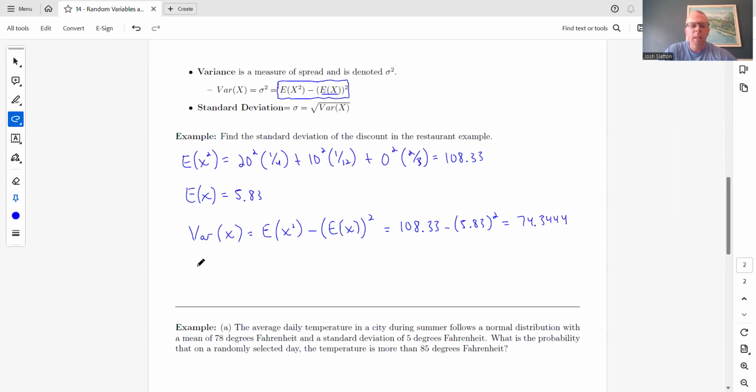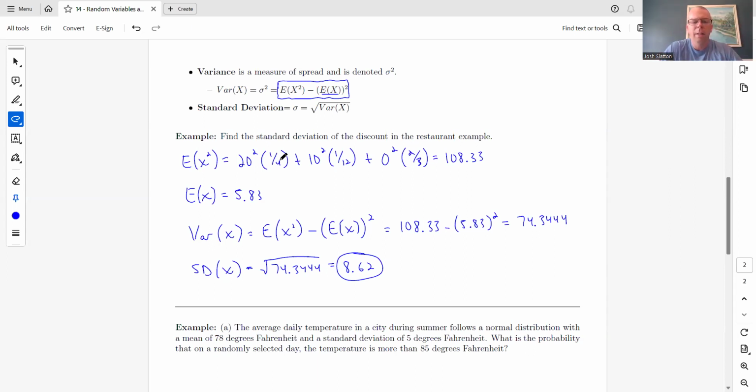And we plug that in and we get 74.3444. And then to get the standard deviation, all we're going to do is take the square root of the variance. So the square root of 74.3444 is 8.62. And that is the standard deviation. All right. So that is how you do those.